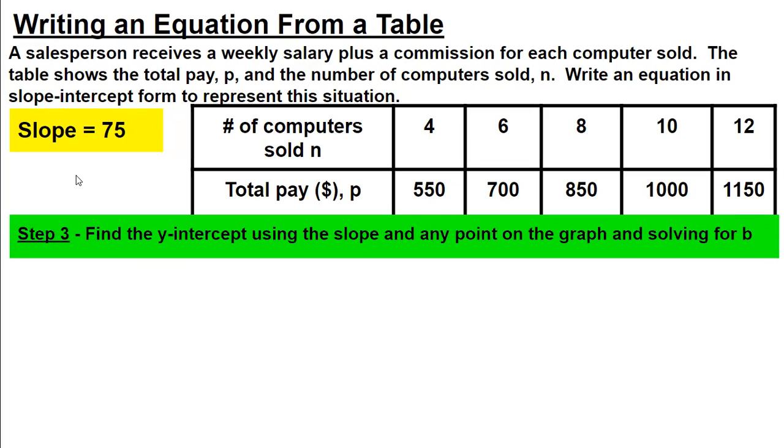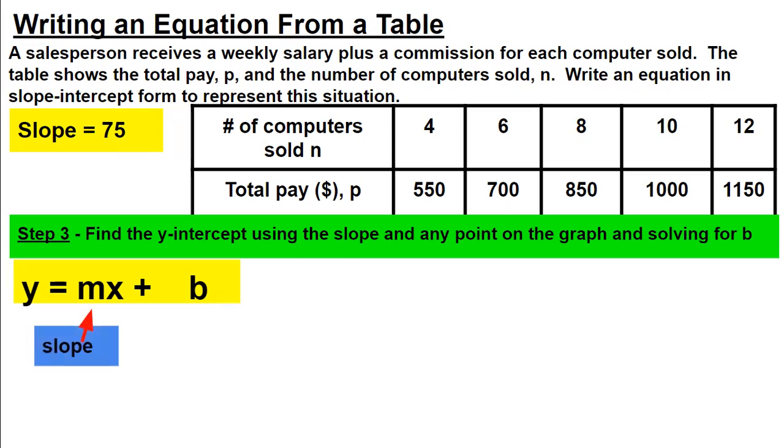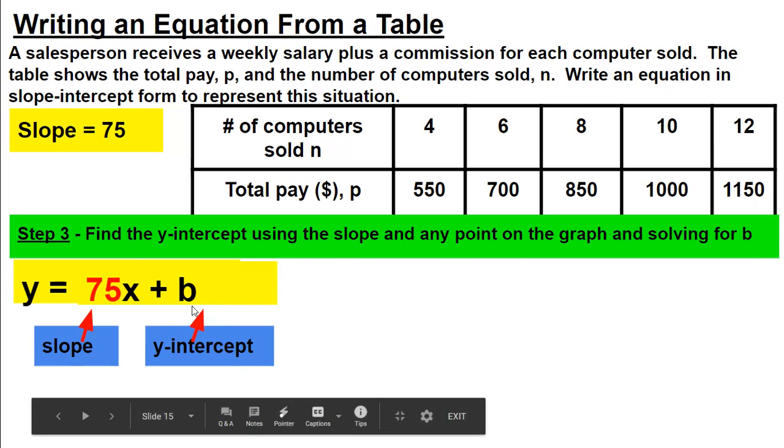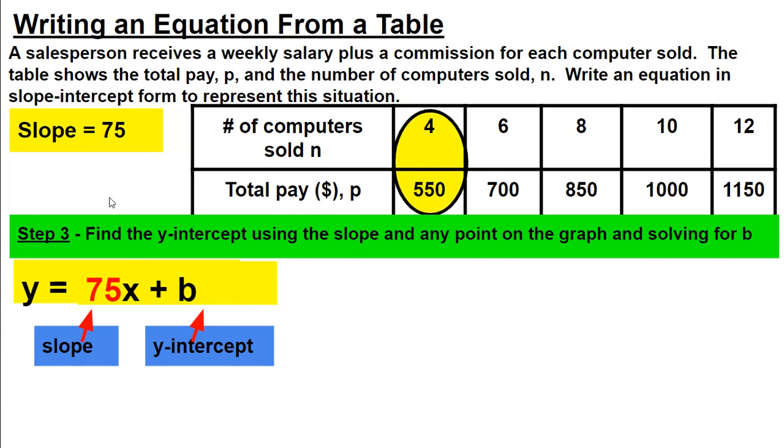Okay. Find the y-intercept using the slope, the 75, and any point on the graph, and solving for b. Well, if I were doing this at home, I would do the easiest point. You might want to try a different point. That's up to you. So use the formula y equals mx plus b. Plug in your m, that's your slope, and your b is your y-intercept. So there's plugged in. Now 75 is the slope. Now we have to plug in an x value and a y value to get b. So let's see. We're going to pick the first point, (4, 550).